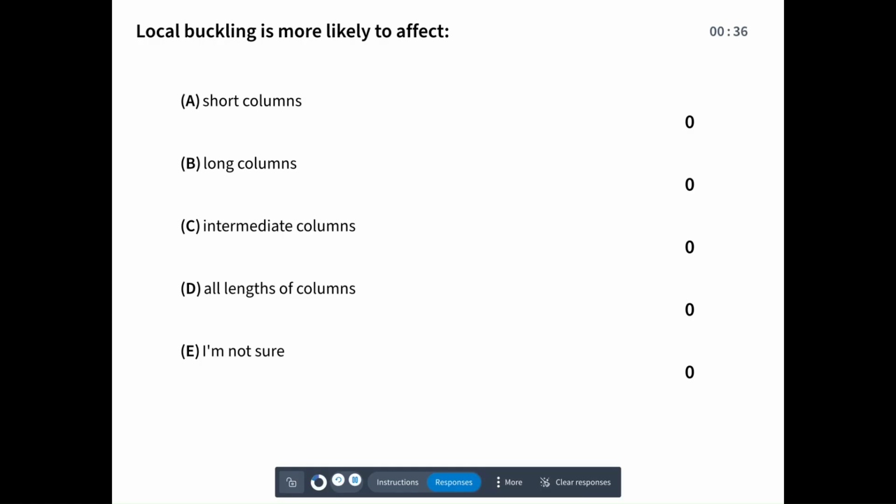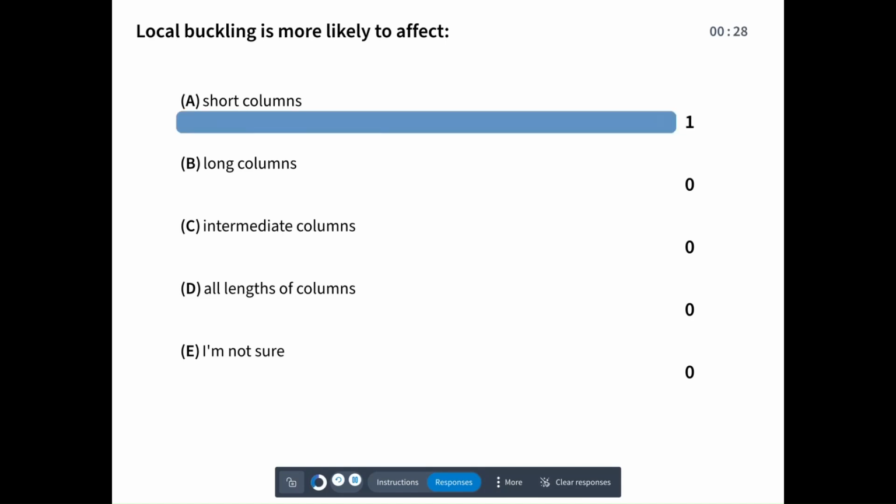I've got an answer, or 5 answers, to a question I don't think you should know the answer to, but I'm just curious if you read this. Local buckling is most likely to affect... There are a bunch of different kinds of answers. Maybe it's more likely to affect short columns. Maybe it's more likely to affect long columns. Maybe you've got intermediate columns that we talked about on Monday. All lengths of columns, or maybe you're not really sure what kind of column local buckling is most likely to affect. I really shouldn't have the time limit on there. I'm not sure why it is there.